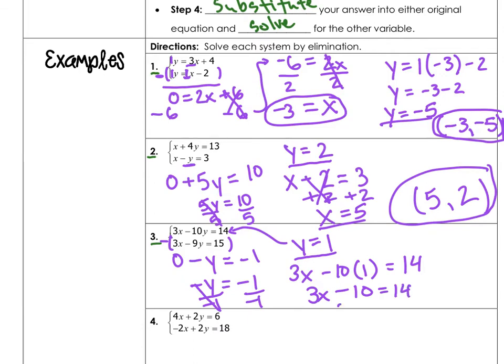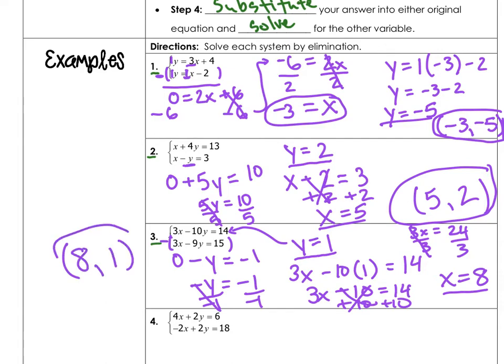Now I can show you that we're going to add 10 to both sides so that 3x equals 24, because 14 plus 10 equals 24. These 10's canceled. And to get x by itself, I'm just going to divide by 3. 3's cancel on the left side. X equals positive 8. Now remember, last step, write your solution as a coordinate point. And the coordinate point is 8, 1.